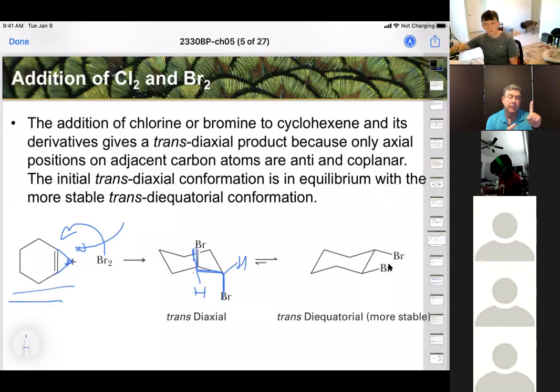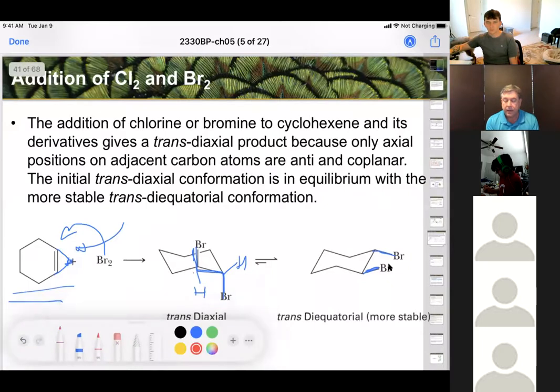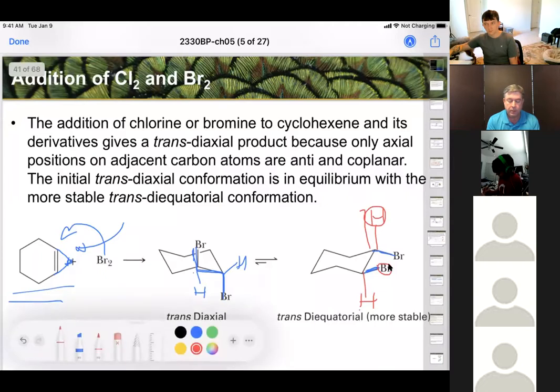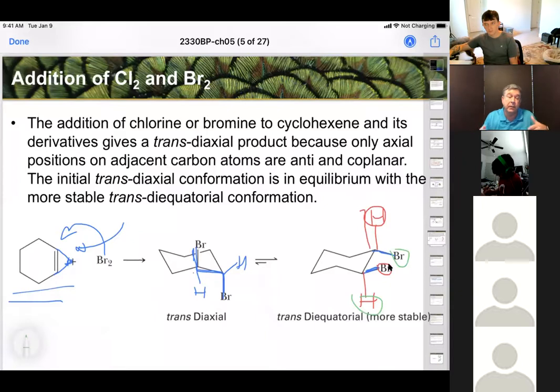However, they're both axial and that's not the most stable because those are big. So it's going to rearrange to give us these. Now notice these are still opposite each other, because when we add our axial hydrogens here, this hydrogen's on the top and this bromine's on the top. This bromine and this hydrogen are on the top. This hydrogen and this bromine are on the bottom. So they're still in that trans configuration, okay? That they're on opposite sides.